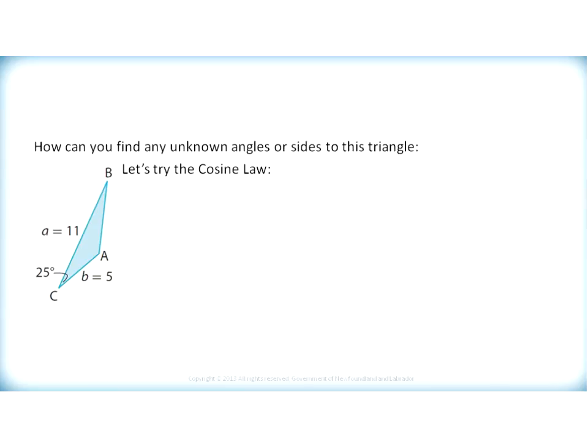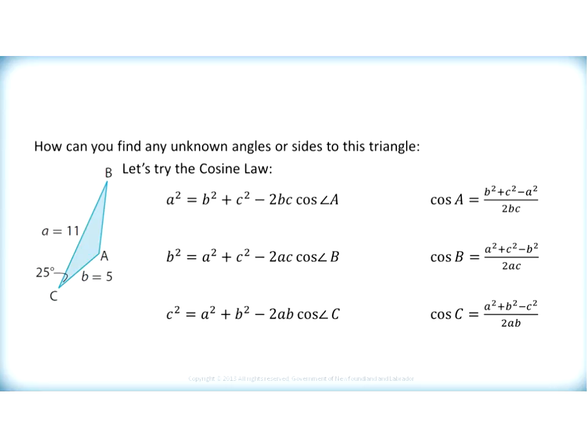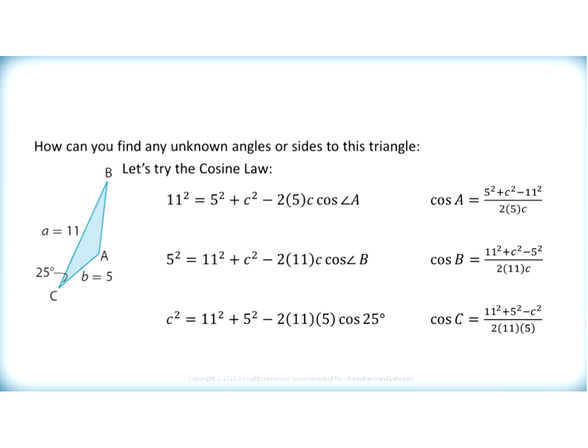Okay, so we're going to try the cosine law now. If you recall, cosine law should work for side, angle, side triangles. Okay, we've got a bunch of different versions of the cosine law. We're going to try them all. We're just going to fill in the information we have. So we know that a is equal to 11, b is equal to 5, and angle C is equal to 25 degrees. So I fill in my known information once again.